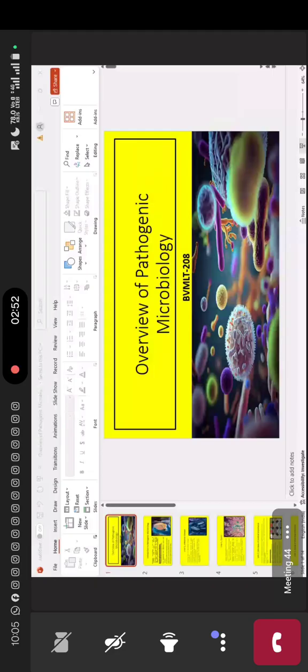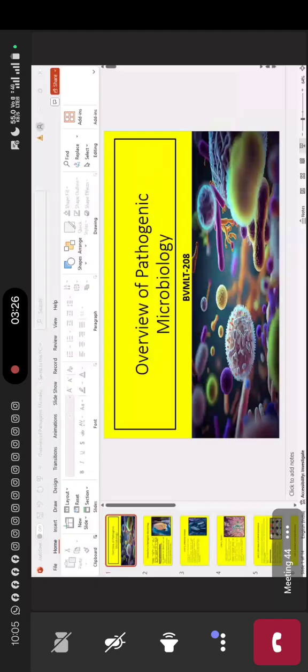And what about the pathogenic microorganisms? It's basically about the mode of infection, how they spread the infection, how our body responds against that particular infection, and what are the lab diagnostic technologies we have with the help of which we are going to diagnose them, and how we are going to prevent them, what are the preventive measures we have to take to prevent the spread of that particular infection.